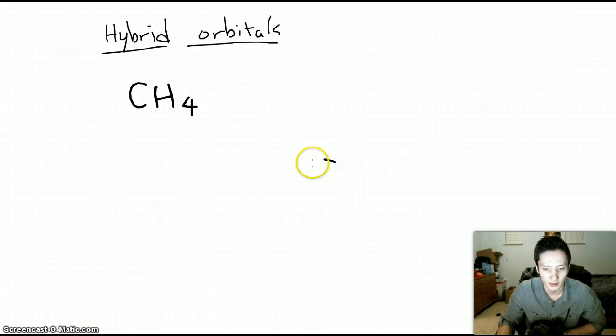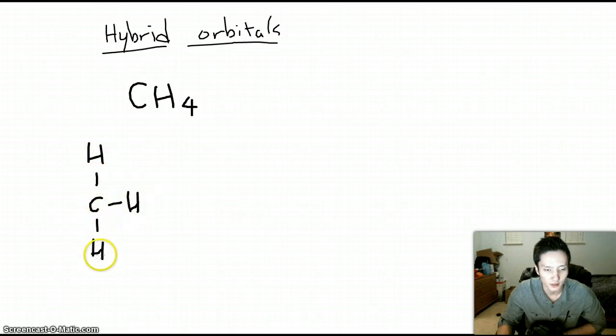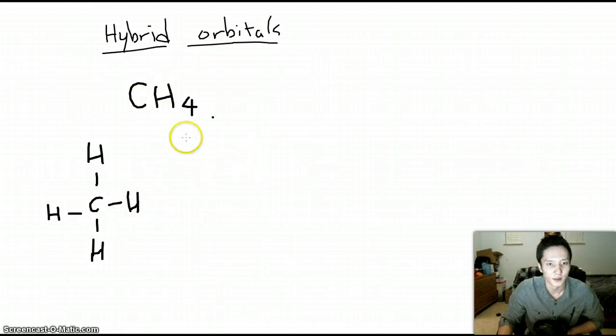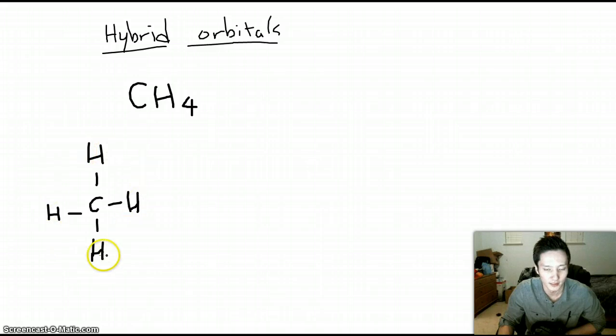So we have C. I'm gonna draw it over here. So we have H on the outside, C in the middle, H over here, H over here, H over here. I think my mouse pointing skills are very good because of StarCraft. Anyways, let's go on with hybrid orbitals. So here we have a drawing of methane, CH4.